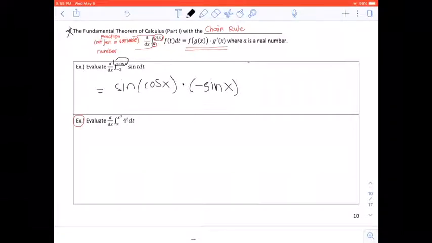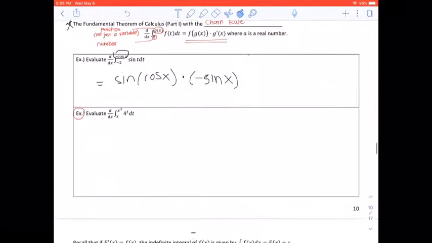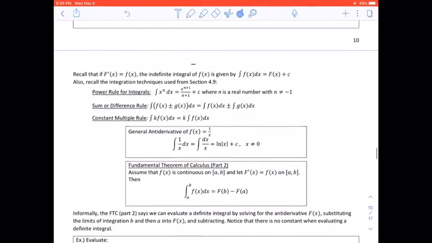The next one we will save and do together, but look at the limits of integration and realize none of those are numbers. One's a variable and one is a function, so think about how you would handle that.